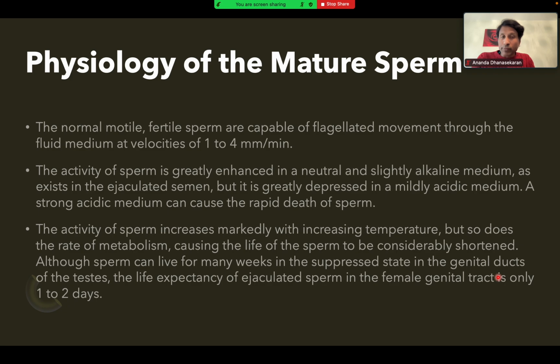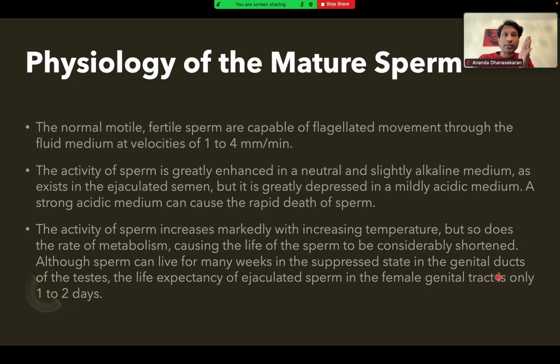Physiology of the mature sperm. How a mature sperm will work. A normal motile fertile sperm is capable of flagellated movement of the tail. It moves at 1 to 4 millimeters, as we said, every minute. The activity of the sperm is enhanced by a neutral or slightly alkaline medium. The ejaculate should be alkaline. It can be mildly acidic, in which the movement is inhibited. A strong acidic medium will cause death of the sperm. So alkalinity is very important.